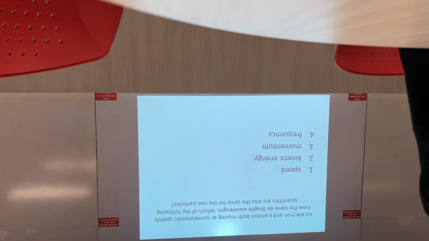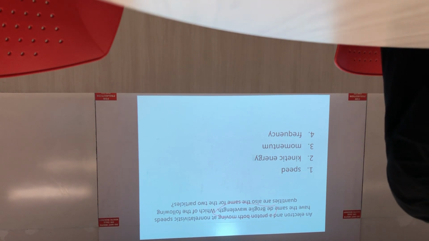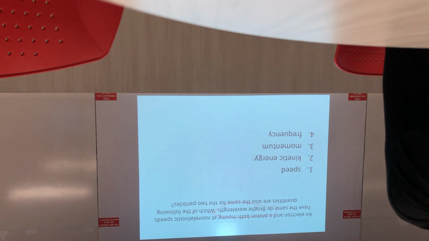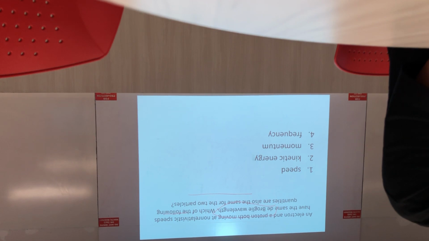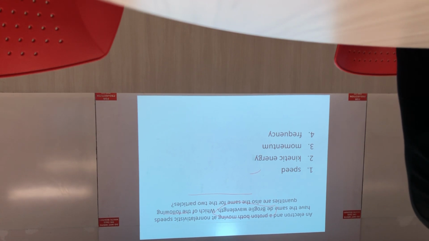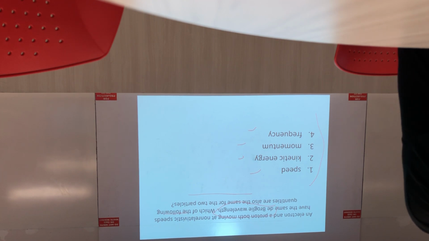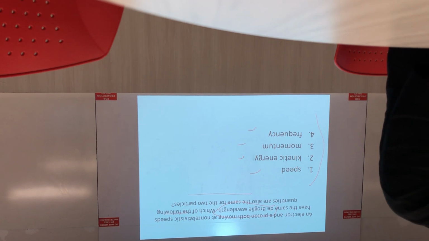Now I have one question for you, since we now understand the de Broglie wavelength. An electron and a proton both have the same de Broglie wavelength. Which of the following quantities is going to be the same for those two particles: speed, kinetic energy, momentum, or frequency? The proton and the electron now behave with the same wavelength. Then which of those can also be the same for the two particles?